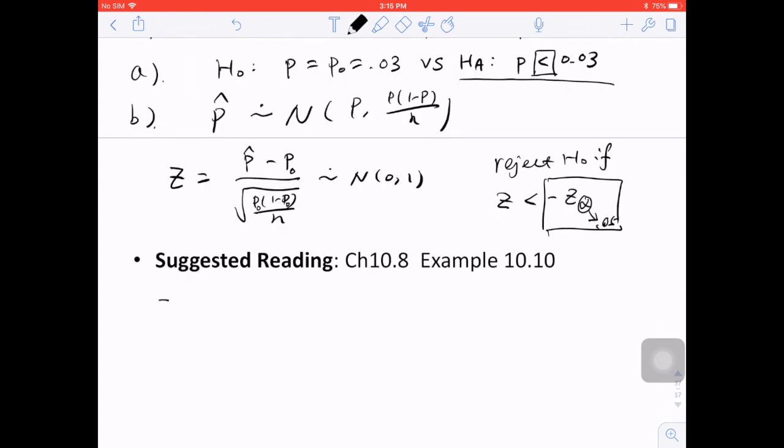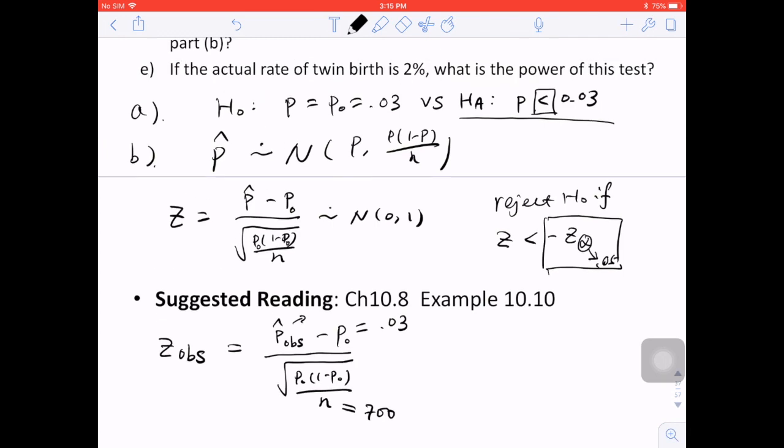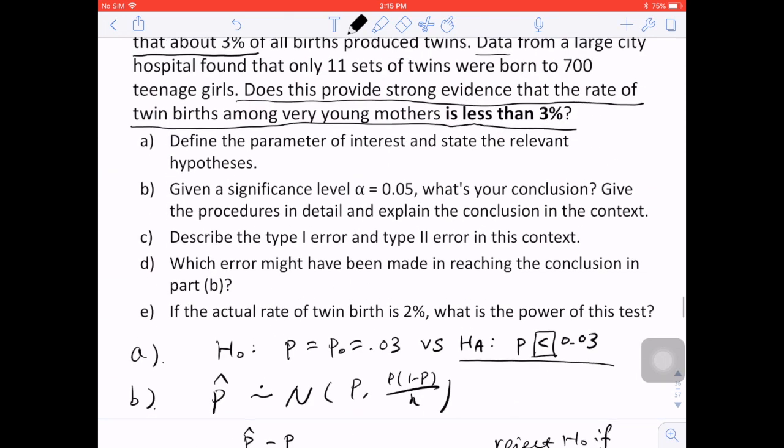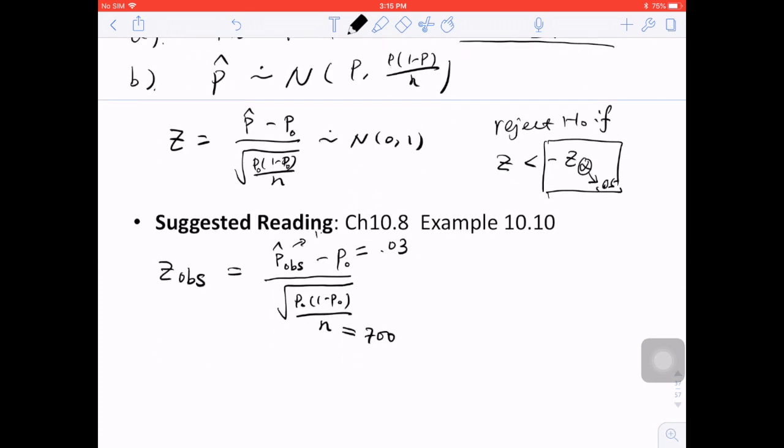Okay, then you calculate the observed Z statistic. So this one is equal to P hat, you plug in the value of P hat, right? For the rest of the arguments, say P0 or N, they are known, right? So P0 is 0.03, N is equal to 700, and this observed P hat is equal to 11 over 700. So everything is known. So this is equal to negative 2.22.